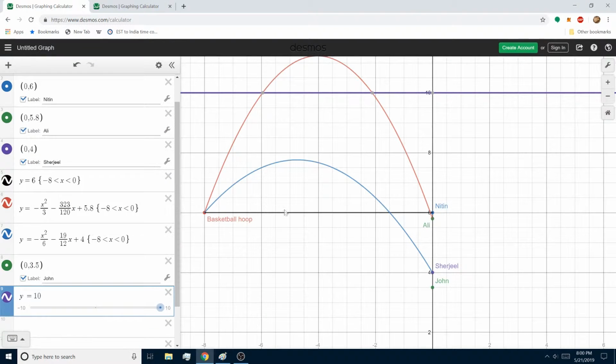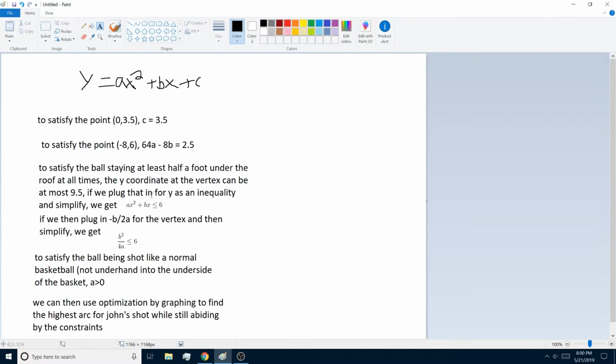So to satisfy the ball staying at least half a foot under the roof at all times, that means we can only go up to 9.5 feet tall. So the y-coordinate at the vertex can be at most 9.5 because the vertex is where the ball is going to be the highest. So if we plug 9.5 in for y and make it an inequality, we get ax squared plus bx is less than or equal to 6. So we know that the x-coordinate for the vertex can be found by the formula -b/2a. So we can plug that in for x here, and it simplifies out nicely to b²/4a.